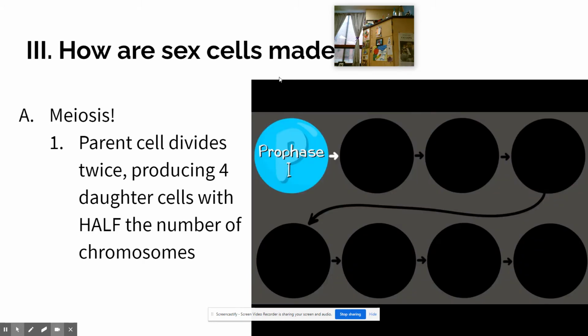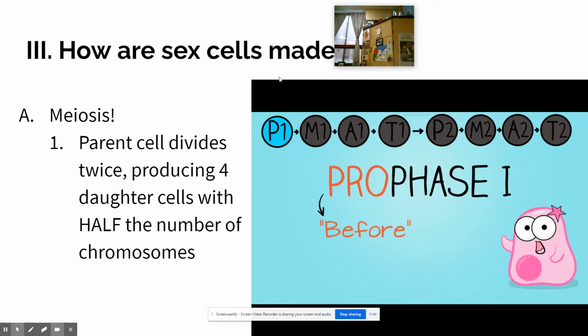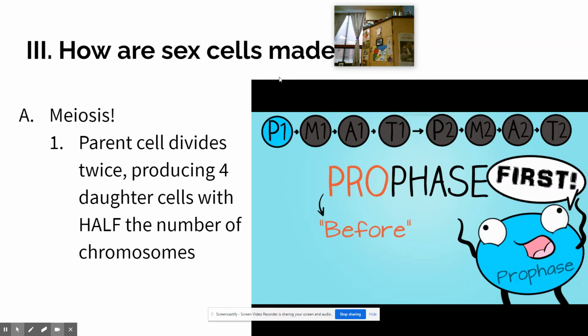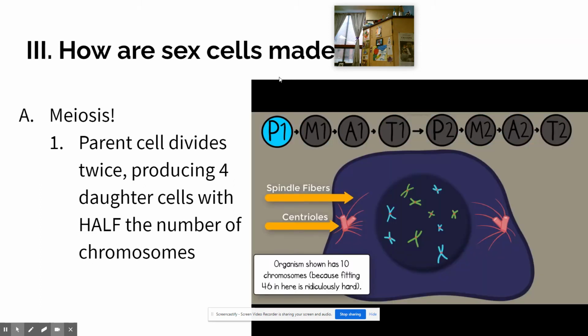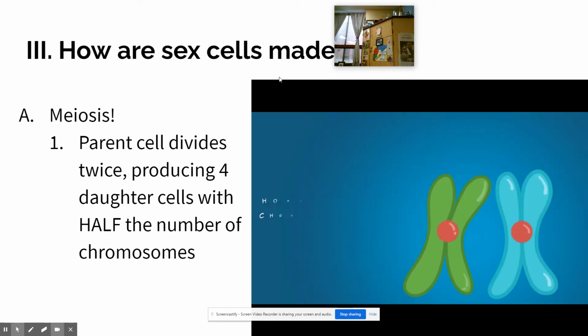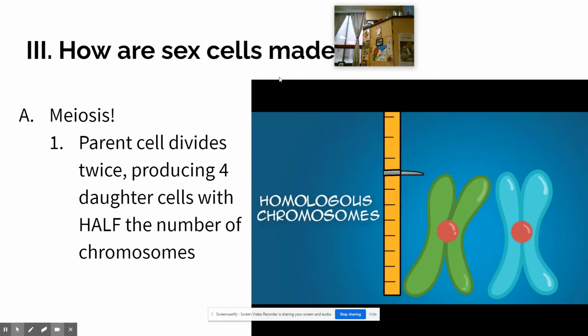So let's start with the very first step, prophase 1. One thing I like to remember about prophase is this actually means before, and it kind of helps you remember that it comes before all the other stages start. This is where the chromosomes are going to condense and thicken. They are actually going to line up with their homologous pairs. The word homologous means that the chromosomes are approximately the same size and they contain the same types of genes in the same locations. They're going to match up.